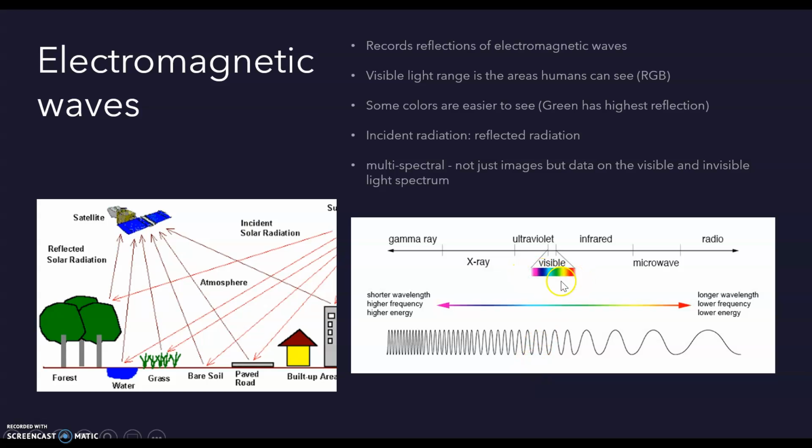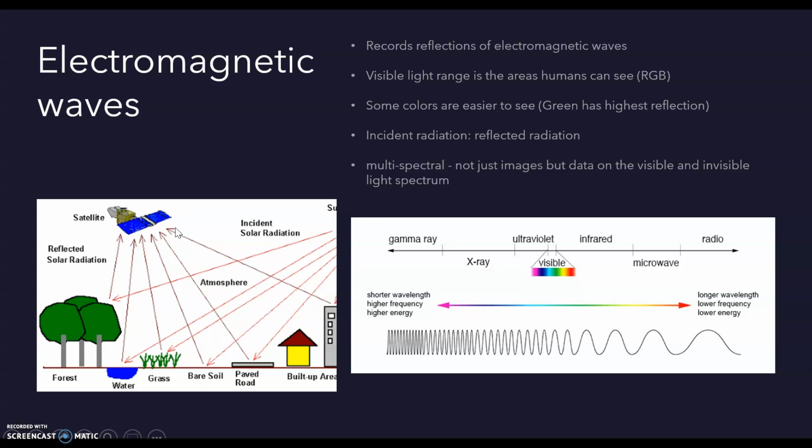Some colors in the visible light range are easier to see. For example, green has one of the highest reflection rates in the visible light spectrum. Incident radiation is the combination of absorbed, reflected, and transmitted radiation. The only type of radiation that satellites use is reflected radiation. So essentially, the sun emits radiation onto the ground, it bounces back up, and the satellite records that reflected radiation.